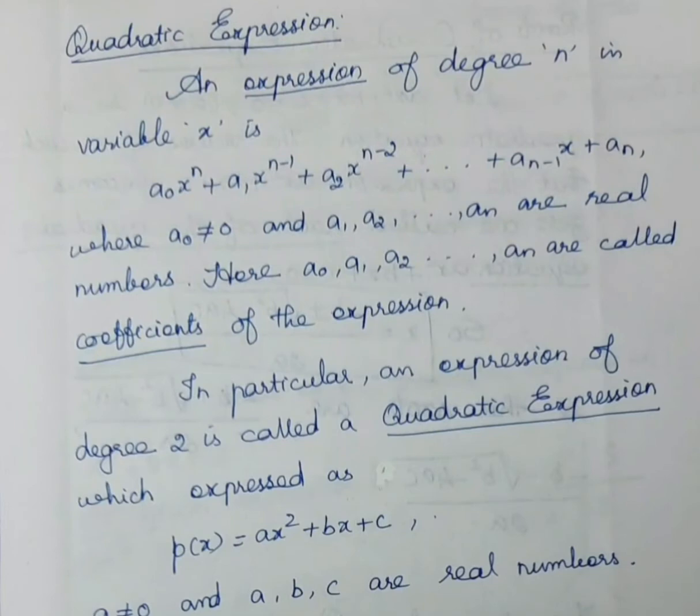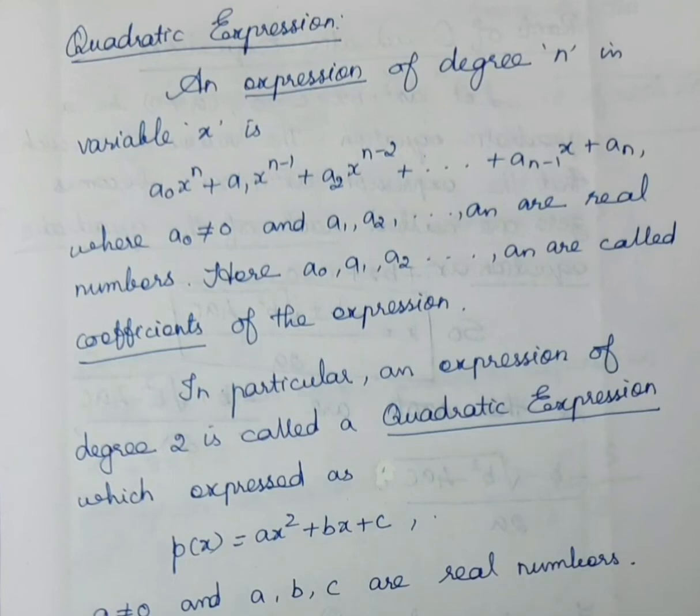Okay, an expression of degree n in a variable. How many terms are there? The terms are: a0 x power n, where a0 is the coefficient of x power n. Then a1 x power n minus 1, so the coefficient of x power n minus 1 is a1, plus etc., plus a n minus 1 x, where x means x power 1, plus a n.